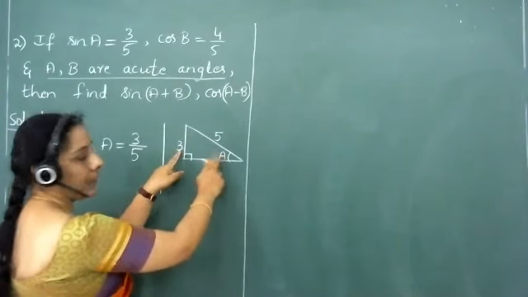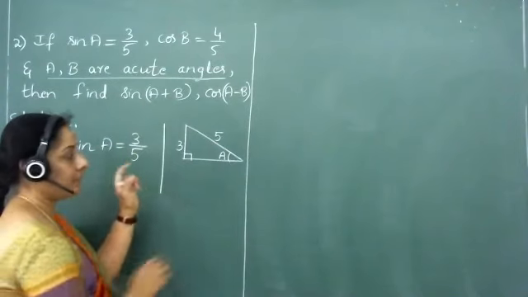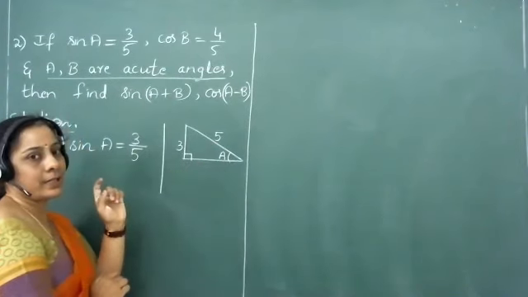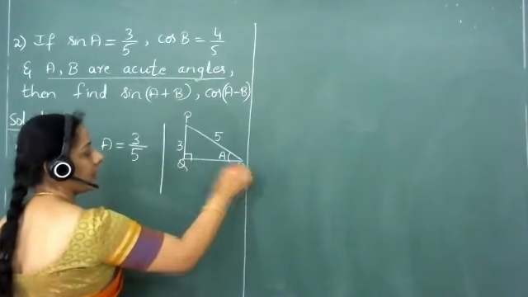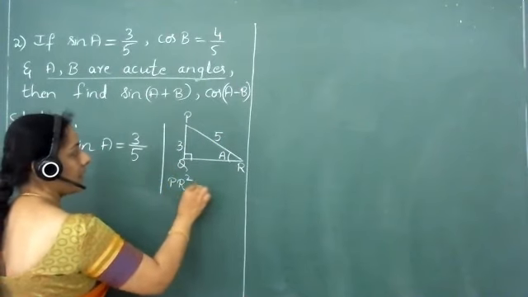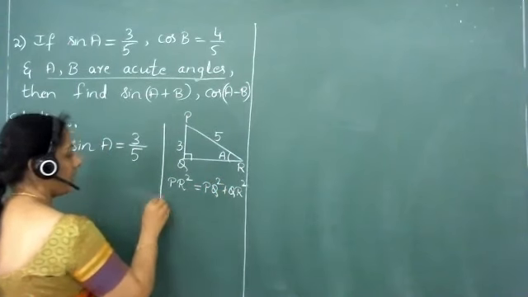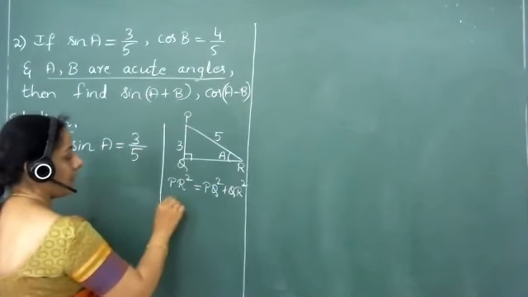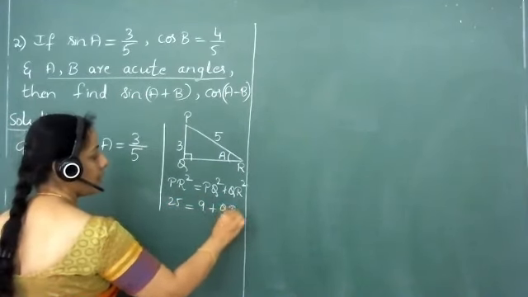Opposite side here to angle A becomes 3. Hypotenuse of the triangle will become 5. You will apply the Pythagoras theorem to the same triangle and find out the measure of the remaining side. So what happens to the measure of the remaining side? If I consider the triangle here as PQR, then we find PR squared is equal to PQ squared plus QR squared. So PR squared becomes 25, PQ squared becomes 9 plus QR squared.